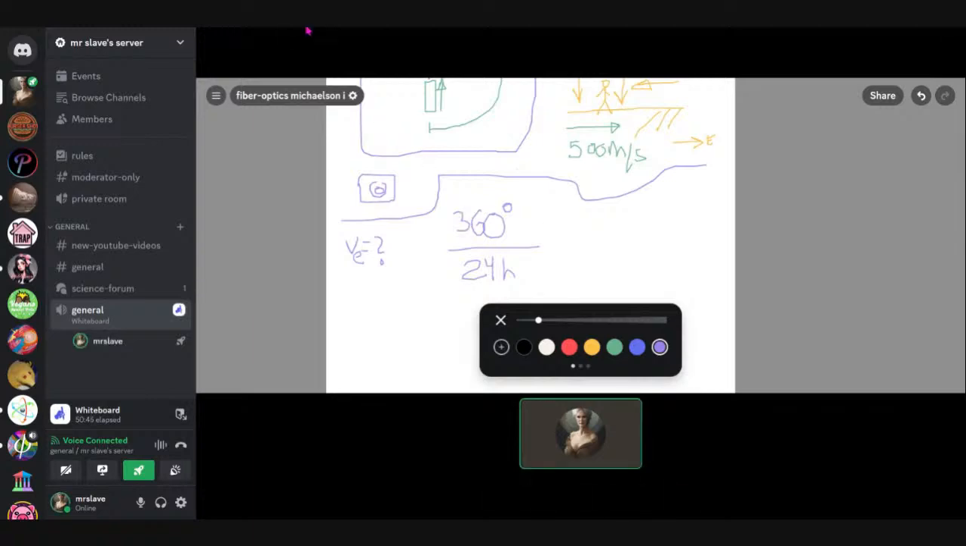So it's 360. Okay, 360 degrees per 24 hours. And we want the velocity in meters per second. Okay, so we need to switch hours to seconds and degrees to meters. So what is the radius of the Earth? If we knew the radius of the Earth, we would know how many meters is 360. So let's go check it.